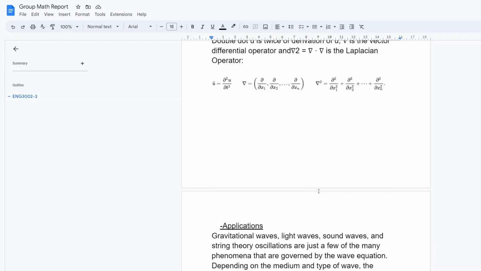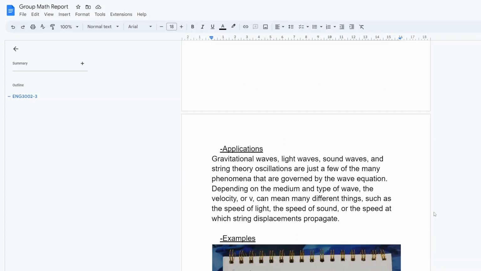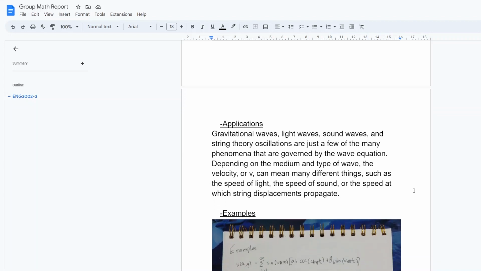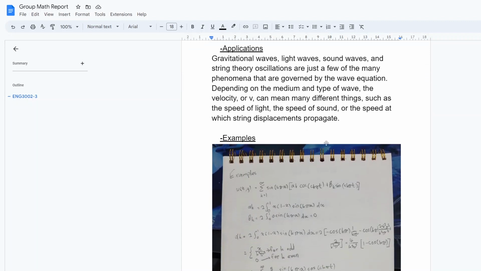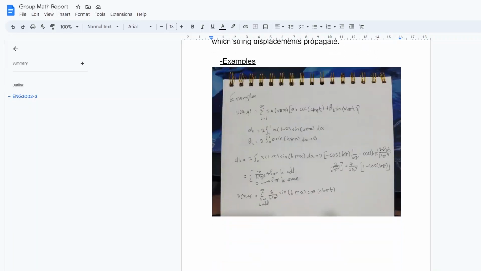square del. So the applications for the wave equation include gravitational waves, light waves, sound waves, and string theory oscillation. Basically anything that vibrates has waves. So this is my example here. We can see it is very simple, but of course the final answer is not a number, it's basically the simplified version of the function itself.